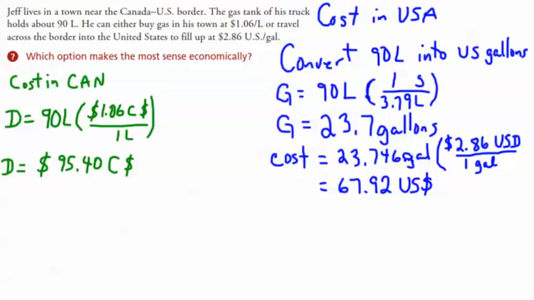So this question would be quite simple, and we'd be done by now, if the Canadian dollar and US dollar were worth the same. Today they're not worth the same, and I figured out that today $1.31 Canadian equals $1 American. So now we have to do that conversion to see what $67.92 is in Canadian dollars.